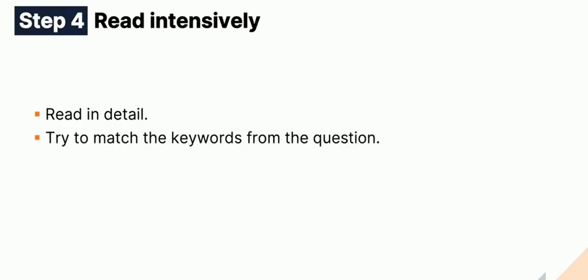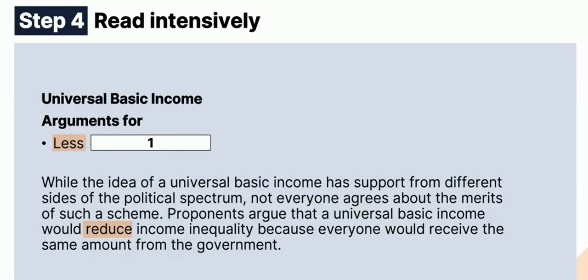Now it's time to read in detail and try to find and match the keywords from the question. Let's look at question 1 again. You should expect to find the answer in the first part of the paragraph. If you read intensively, you can see that the verb reduce is used, which relates in meaning to less. So the answer you need, therefore, is income inequality. The phrase income inequality fits the meaning and is just 2 words, so it meets the word limit. Therefore, the answer you need is income inequality.